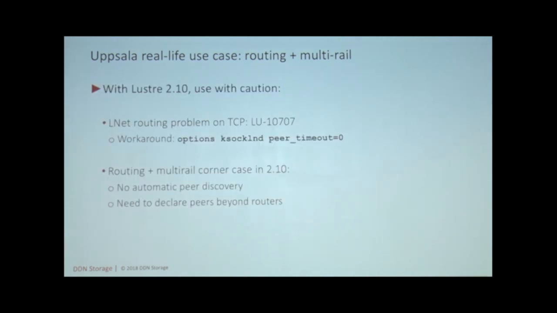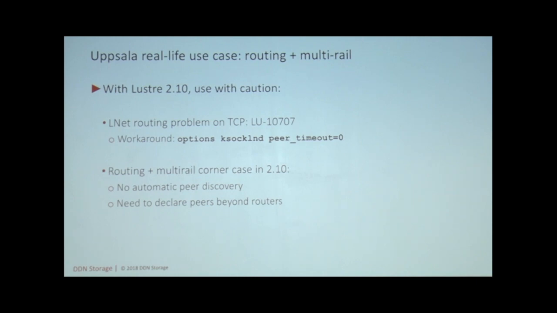A few words on some issues we hit while running this LNet multi-rail plus routing configuration. First, we hit a timeout issue, related to LU-10707. Basically, this is a timeout issue that occurs when doing routing on a TCP network. To work around this issue, we have set peer timeout to 0. This issue is about to be fixed, so it should be fixed in Lustre 2.10.4.